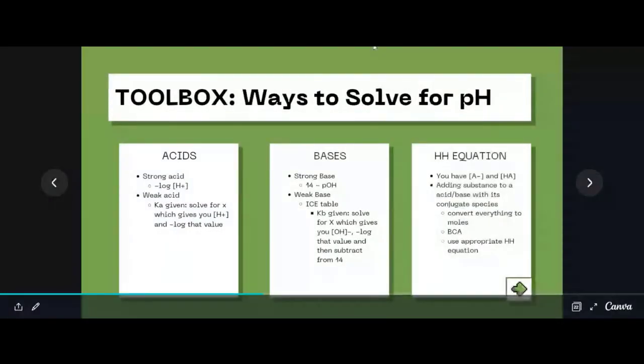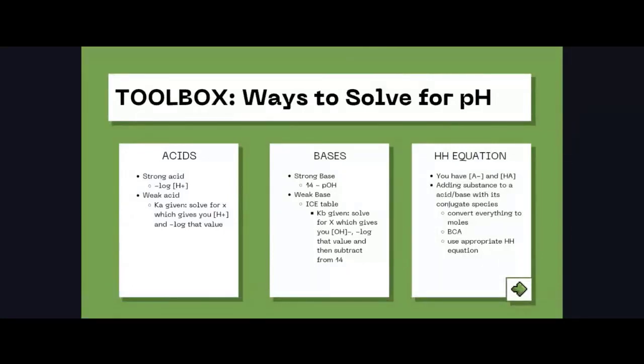Let's first review how we solve for pH, because for acid-base titrations, we really just implement the concepts that we've learned before. If you have a strong acid, you just take the negative log of the H plus concentration, keeping track of the ratios, of course. However, if you have a weak acid and you have the Ka, you solve for x, which gives you the H plus, and you just take the negative log of that value. This is really important, that you have the Ka value. Sometimes they might give you a Kb value instead, but you have to do the Kw equals Ka times Kb conversion, and then you'll get the Ka that's needed.